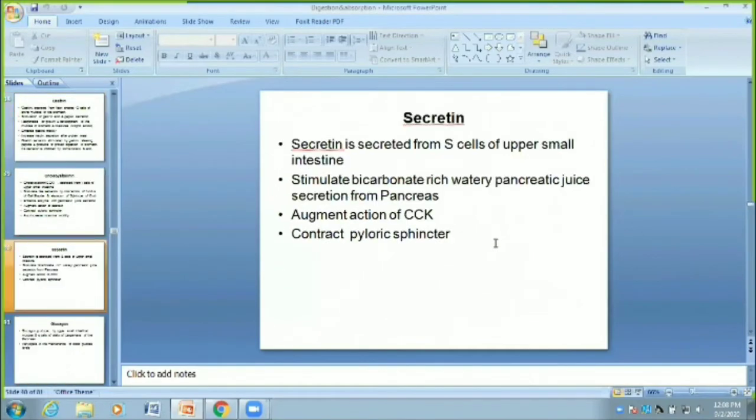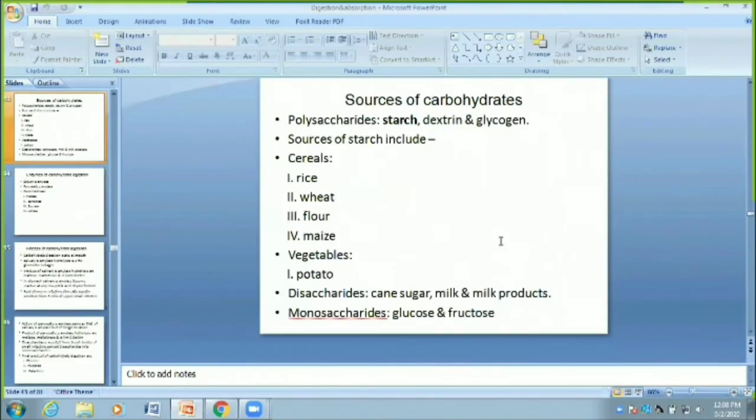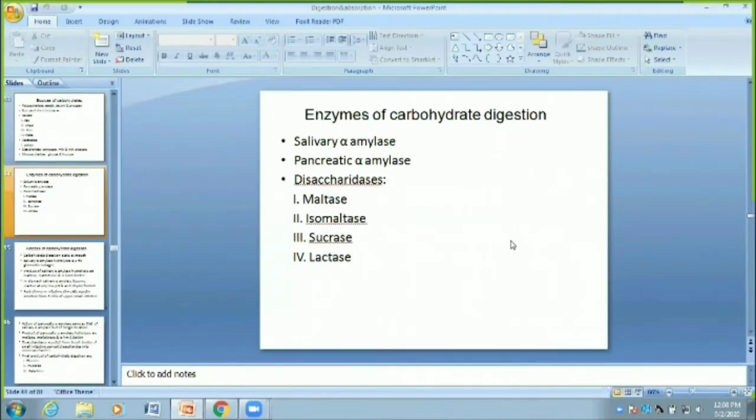Enterohepatic circulation we discussed. Let us come to the point. Protein digestion. Carbohydrate digestion. Enzymes of carbohydrate digestion include salivary alpha amylase and pancreatic alpha amylase. Salivary alpha amylase is secreted from salivary glands. There are three pairs of salivary glands in the mouth: parotid, submandibular, sublingual.